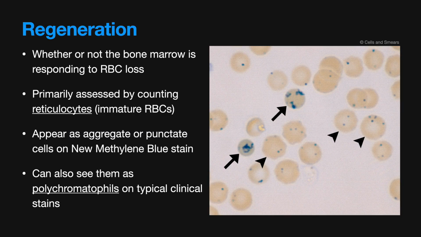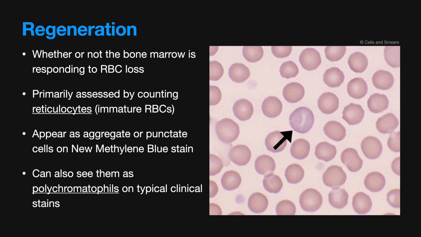Next, we have to determine whether or not the anemia is regenerative. Regeneration refers to whether the bone marrow is responding to red blood cell loss. We primarily assess this by counting reticulocytes, or immature red blood cells, in the bloodstream. These reticulocytes appear as aggregate or punctate cells on a new methylene blue stain. We can also see them as polychromatophils in our typical in-clinic stains, like a Diff-Quick stain.